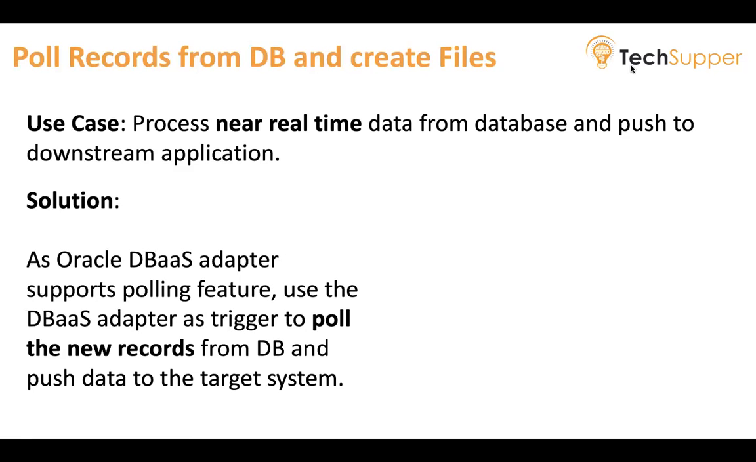So the solution is you have a DBAS adapter, and that DBAS adapter supports trigger as well with the connectivity agent. So you can use the DBAS adapter, create an app-driven orchestration, put the DBAS adapter at the starting point and use the polling feature and configure it. And you poll the new records with some status like new, inserted, something like this. All the records will be pulled one by one, and you can process those records to your target system.